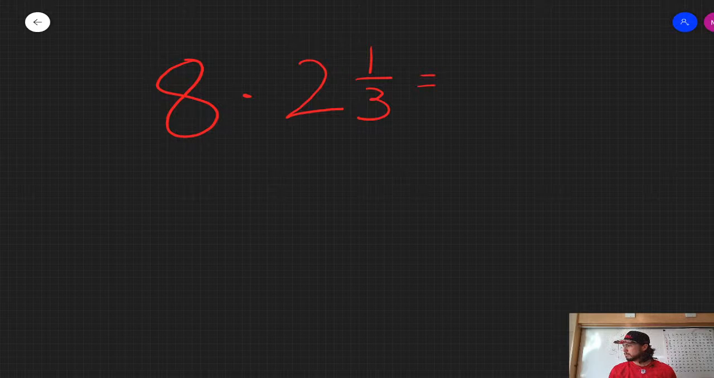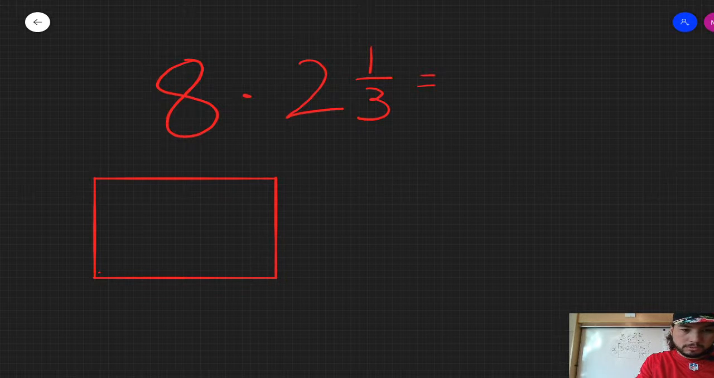Okay. If you end up with an improper fraction, what could you do? Spoiler alert, you're going to end up with an improper fraction. So what do you need to do? Start by separating out your 2 1/3 into 2 plus 1/3 if you're using an area model. All right, draw your box. Put your whole number, 8, on the side, and then 2 plus 1/3.